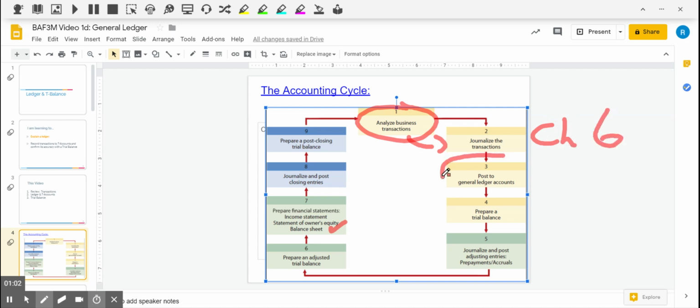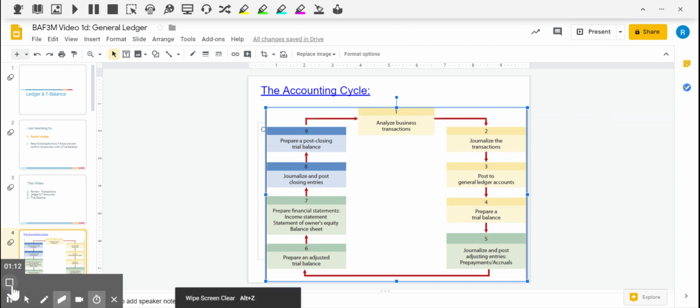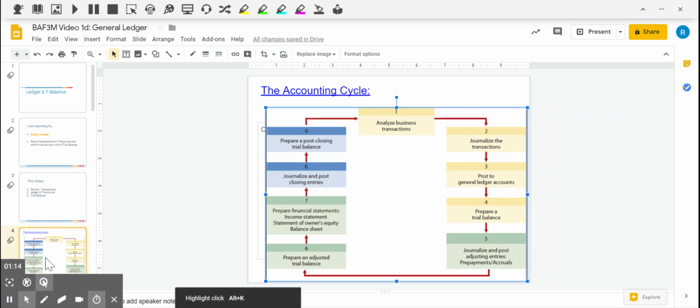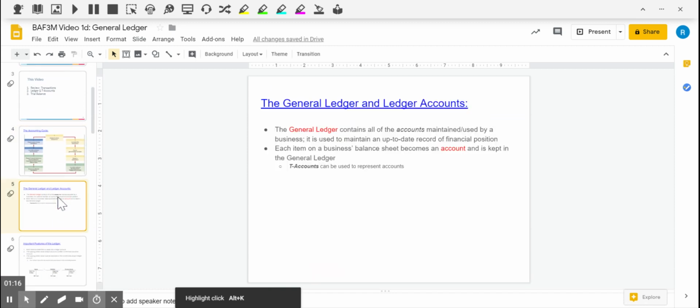Today, what we're learning are steps 3 and 4. Once we've journalized entries, we're going to post them to something called the general ledger, and we're going to prepare a trial balance after that. That's where we're moving from in today's video and in the upcoming practice lessons. All right, so what is a ledger?